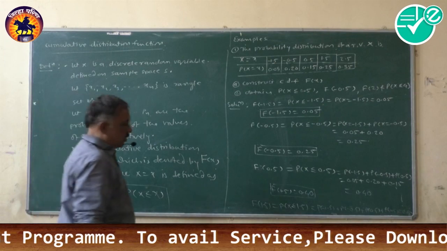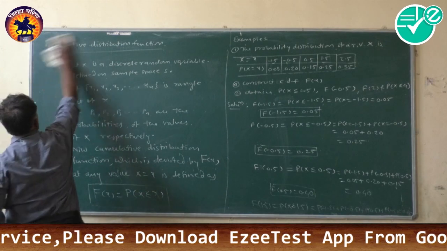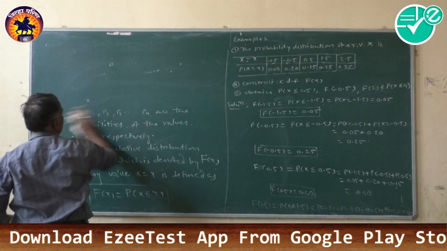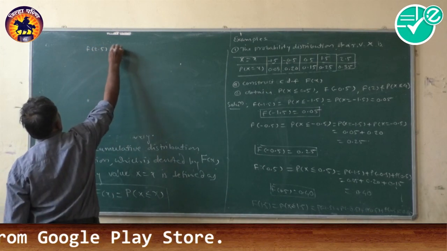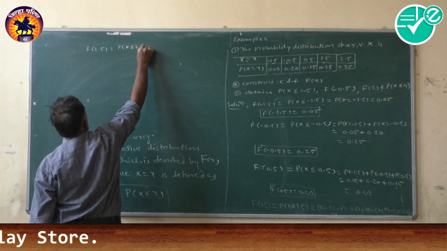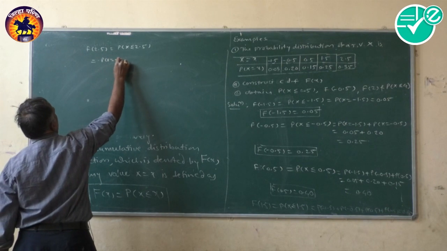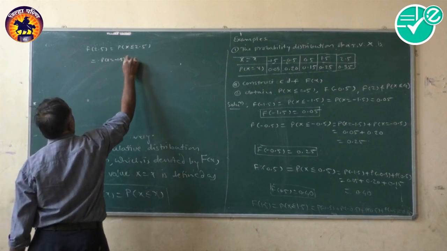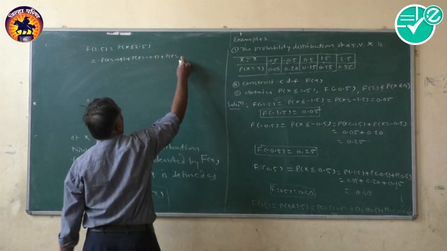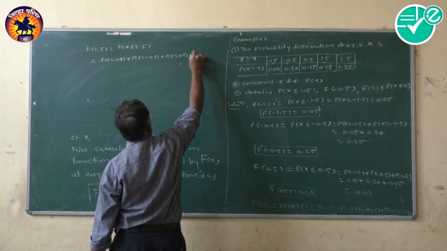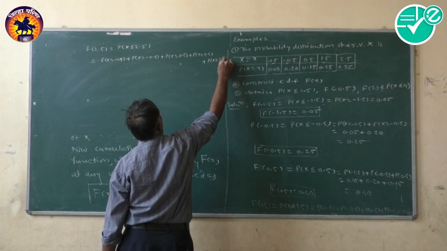And the last one, F of 2.5 will be the probability that x is less than or equal to 2.5, and therefore it will be equal to the probability that x is equal to minus 1.5, plus the probability that x is equal to minus 0.5, plus the probability that x is equal to 0.5, plus the probability that x is equal to 1.5, plus the probability that x is equal to 2.5.